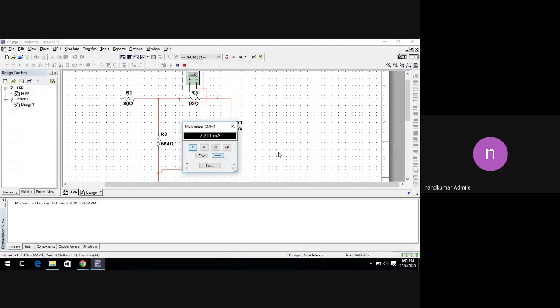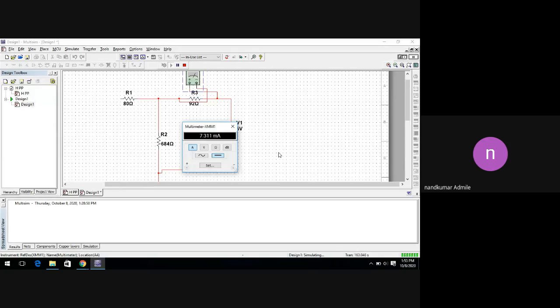Similar to that, what is the formula for H12? V1 by V2. Very good. V1 divided by V2. The value of V1 is 5 volt. The value of V2 is also 5 volt. So 5 divided by 5, the answer is 1.